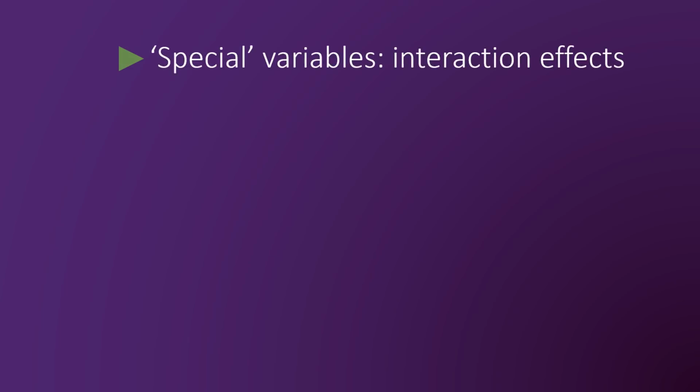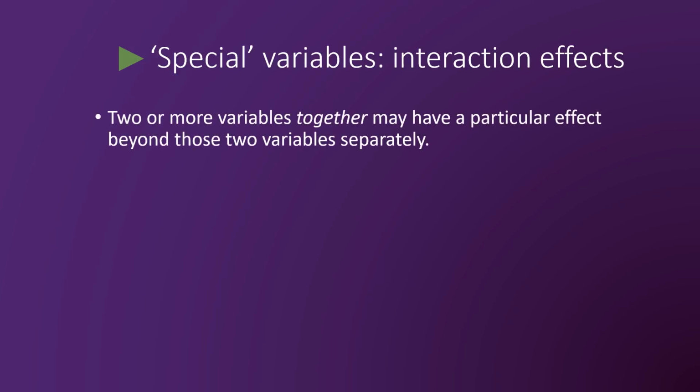A second type of special variables is called interaction effects. And these answer the question: what if the effect or the impact of one variable is dependent on another independent variable? So in other words, 2 or more variables together may have a particular effect beyond those 2 variables separately in and of themselves.